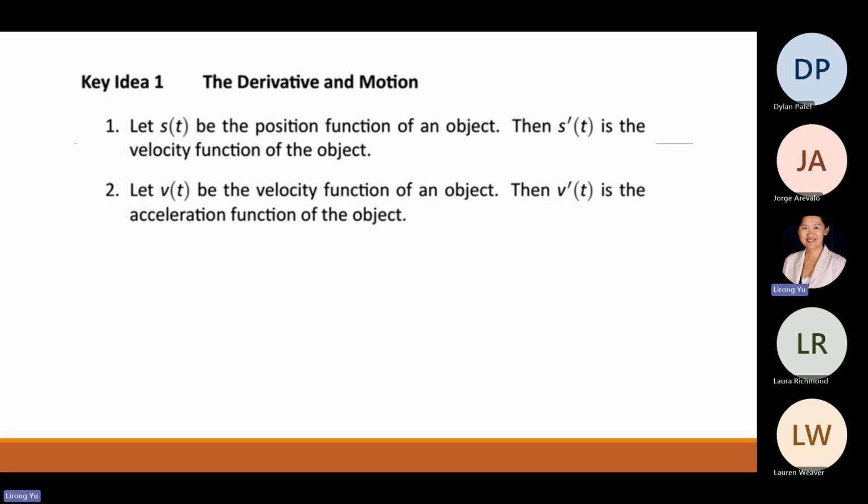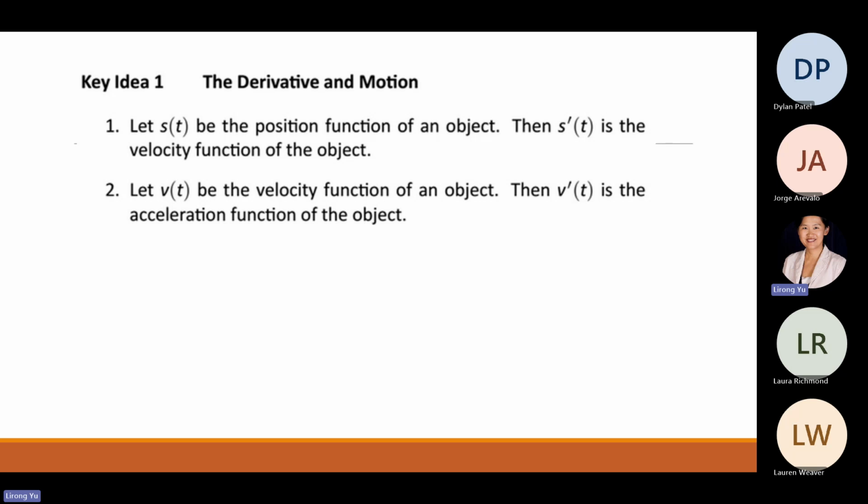So S prime of t is v of t. S prime of t is velocity, and v of t's derivative is acceleration. So v of t is the derivative of s of t, and acceleration, sometimes we call that a of t. a of t is the derivative of velocity, and it's the second derivative of the position function. So there is a sequence of derivatives that we should be calculating when we talk about motion. This is the relation between the derivative that we're calculating and the motion in physics.